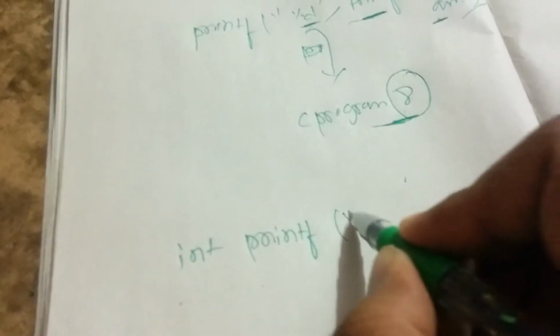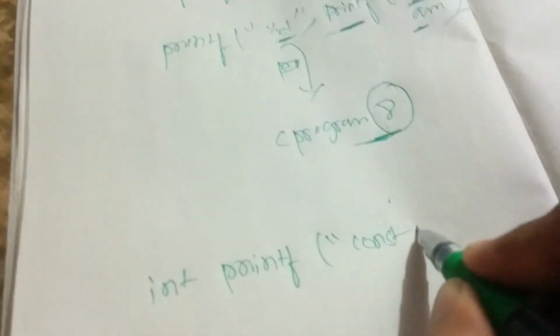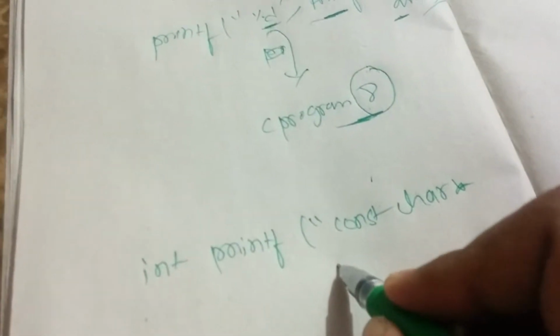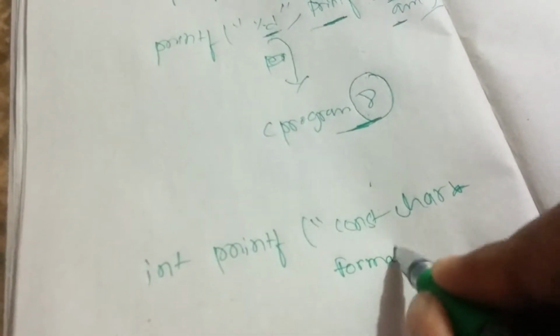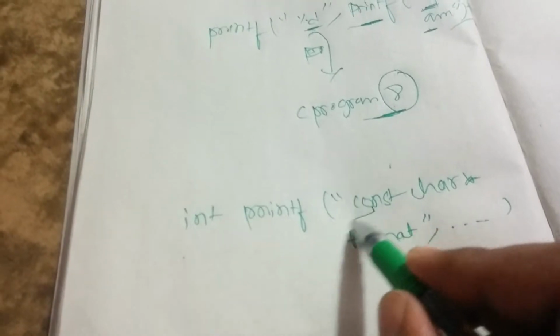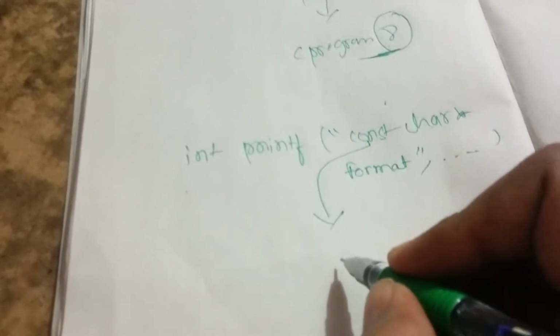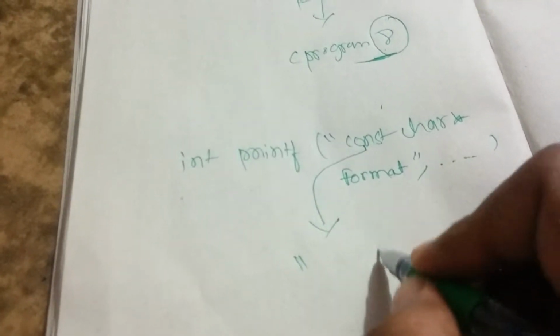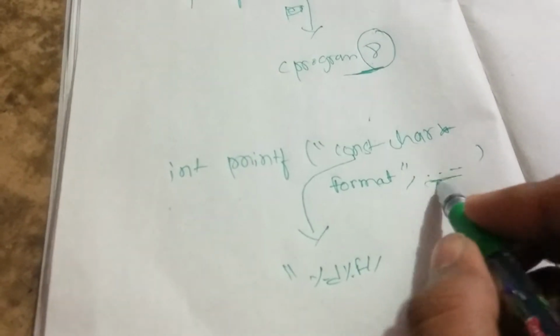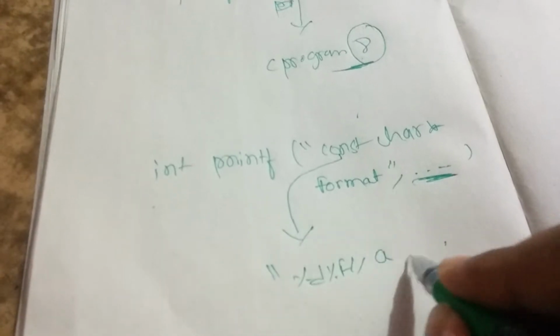int printf(const char pointer format, ...). The printf takes the first argument as format. It can be something within the double quotes like %d, %f, and these dots are nothing but the arguments we may pass. Let's suppose a, b.